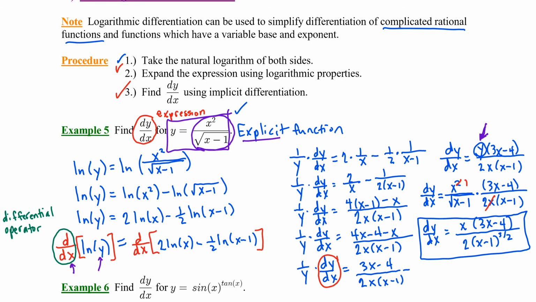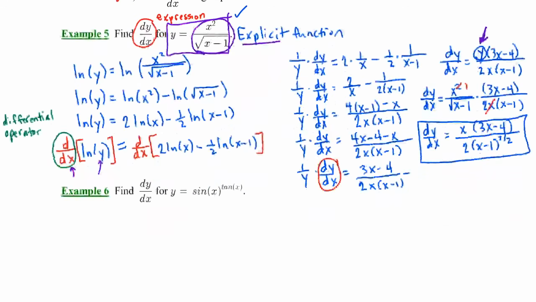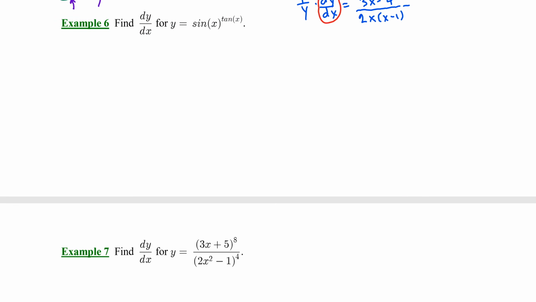However, it is a requirement when we have the case of a variable base and a variable exponent, as example number 6 will show. We want to find the derivative of y with respect to x for y equals sine of x to the tangent of x. I cannot apply the ordinary power rule for differentiation here because I have a variable here and a variable here. If we have a constant in the exponent, we can apply the power rule for differentiation. So in this case, logarithmic differentiation is required.